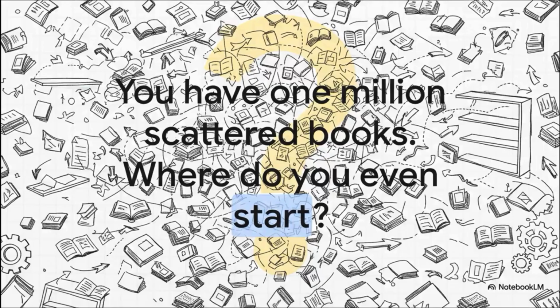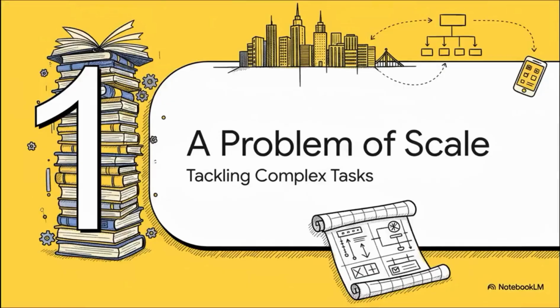Well, that is the exact problem algorithms are built to solve. You see, that library problem, it's really a problem of scale. And it doesn't matter if you're organizing books, or planning a city, or building a brand new app. The fundamental challenge is always the same. How do you bring order to all that chaos? The answer, it turns out, lies in having a structured approach, a kind of universal blueprint for thinking.